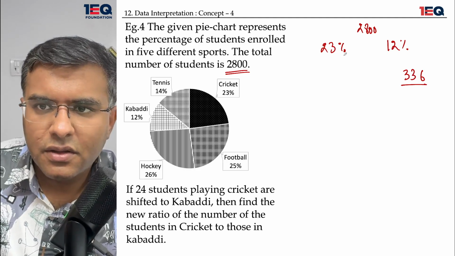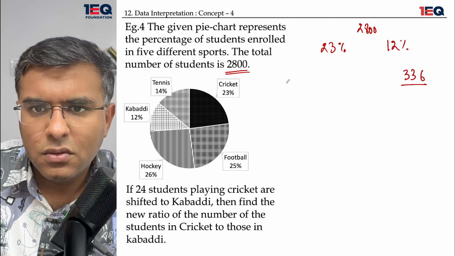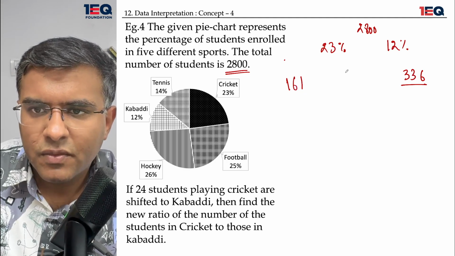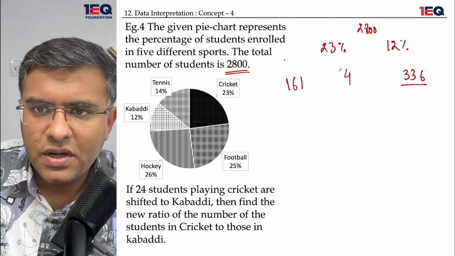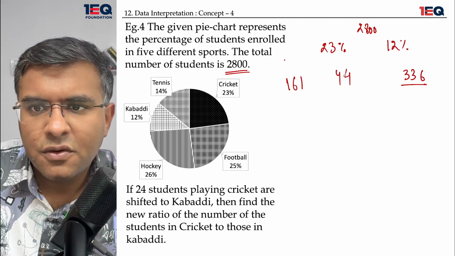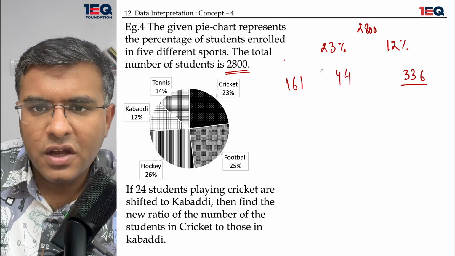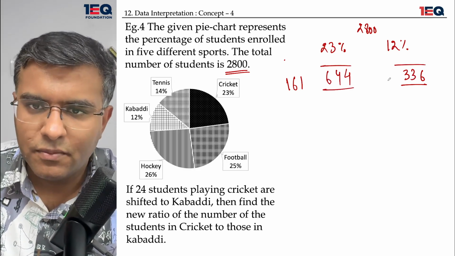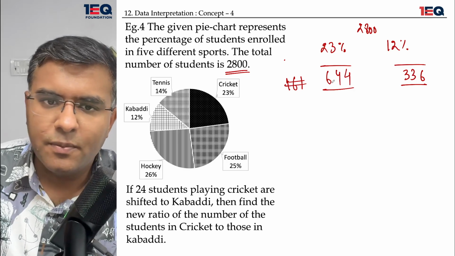And for cricket, there are 23 into 7. 7 threes are 21, 7 twos are 14, 15, 16, and multiplied by 4. 4 6s are 24, 4 ones are 4. This is 644. This is the original one.